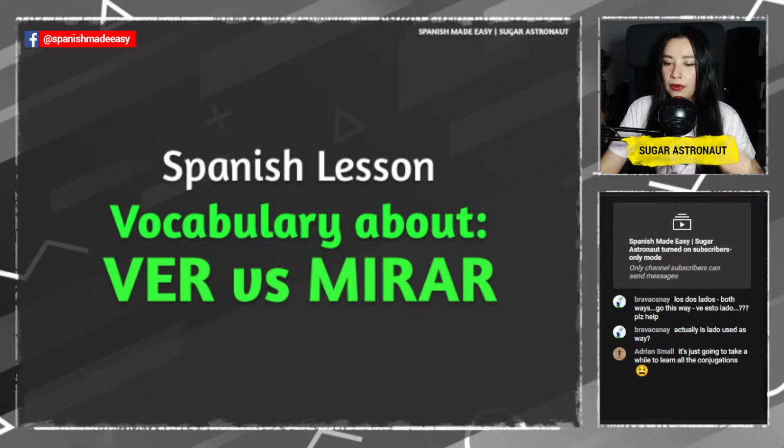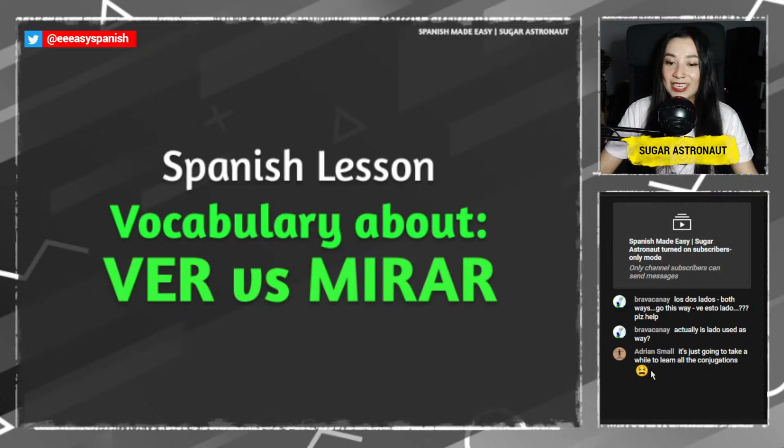If you know how to conjugate regular verbs ending in AR, I have a lesson about that, by the way. If you know the regular conjugation of those verbs, you can conjugate mirar very easily. You can say yo miro, tú miras, él mira, ella mira, usted mira, nosotros miramos, vosotros miráis, ellos, ellas, or ustedes miran. That's present tense, indicative mood. I know it can be a lot, but at least mirar is regular.